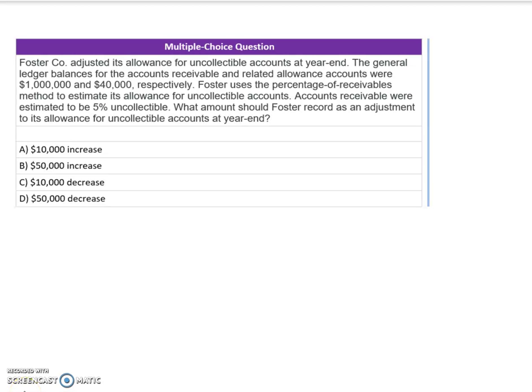Foster Co. adjusted its allowance for uncollectible accounts at year end. The general ledger balances for accounts receivable and related allowance accounts were $1 million and $40,000 respectively. So that is going to be our accounts receivable and our beginning balance that will be applied to our allowance.